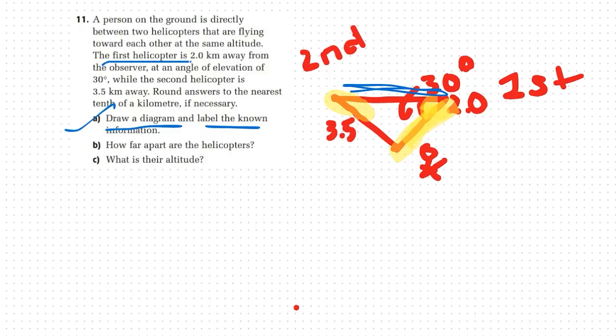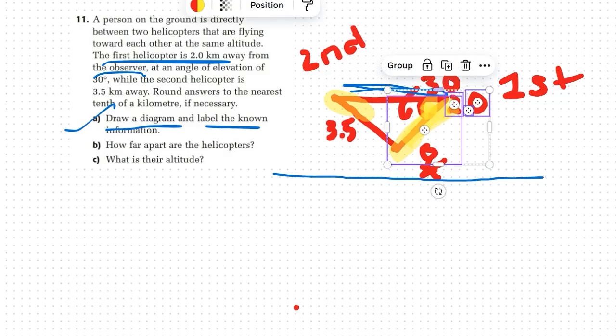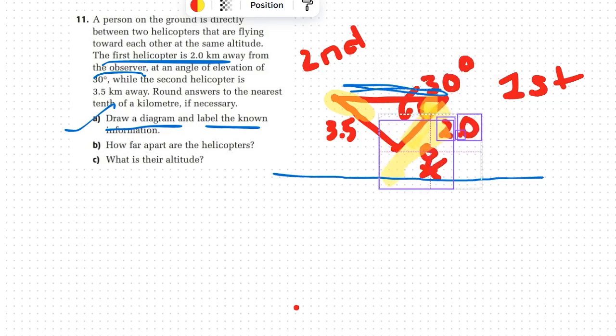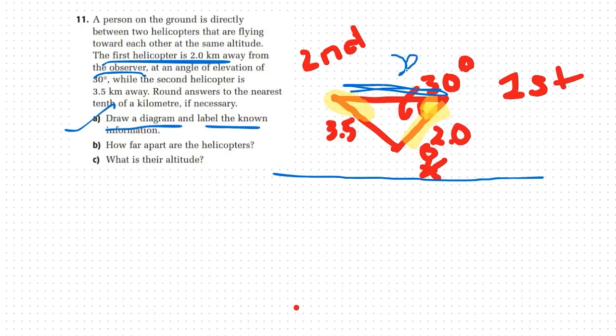No. 2 kilometers away from whom? The observer. The first length, 2 kilometers away, like this. This length is 2. So just bring this like this. Okay. So this is the side which we need to find, x.